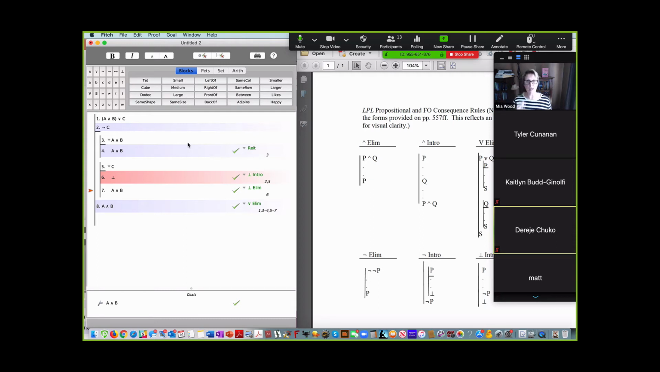Okay, so as a reminder, what you're looking at on the right now is one of the extra practice exercises. It's a proof completion exercise.